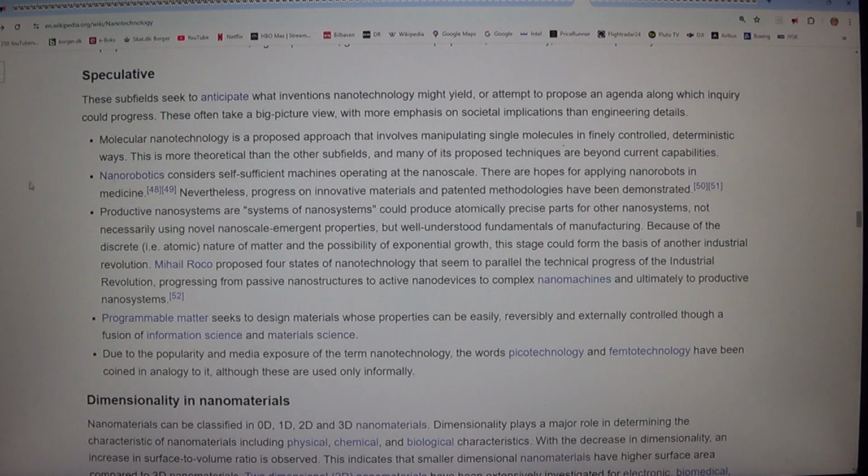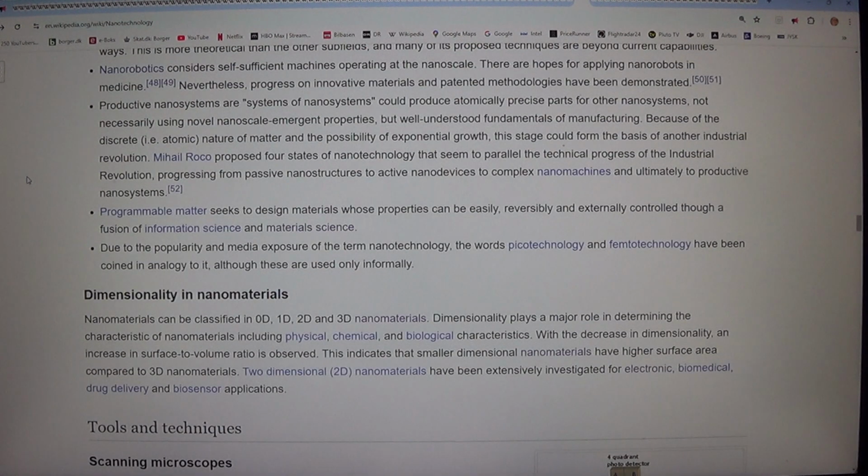2. Nanorobotics considers self-sufficient machines operating at the nanoscale. There are hopes for applying nanorobots in medicine. Nevertheless, progress on innovative materials and patented methodologies has been demonstrated. 3. Productive nanosystems are systems of nanosystems that could produce atomically precise parts for other nanosystems, not necessarily using novel nanoscale emergent properties, but well understood fundamentals of manufacturing.